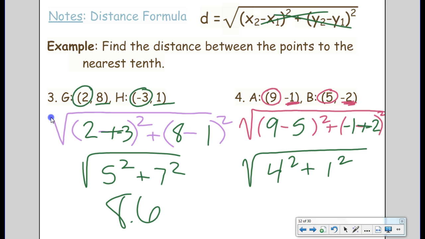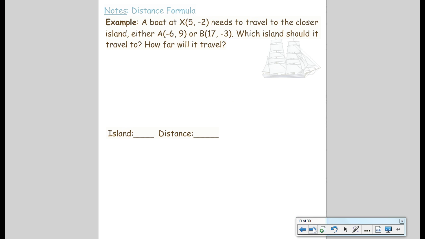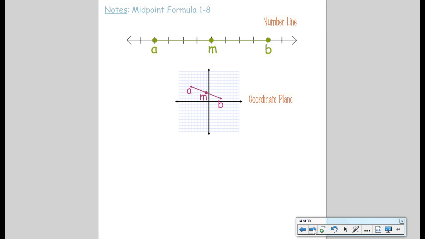DJ, what'd you get for this one? Alexa, what'd you get for this one? 4.1 is the distance? Yeah. Y'all good? Okay. I think y'all are getting this. Okay, we are actually going to skip that one, and we're going to go on to the midpoint formula.